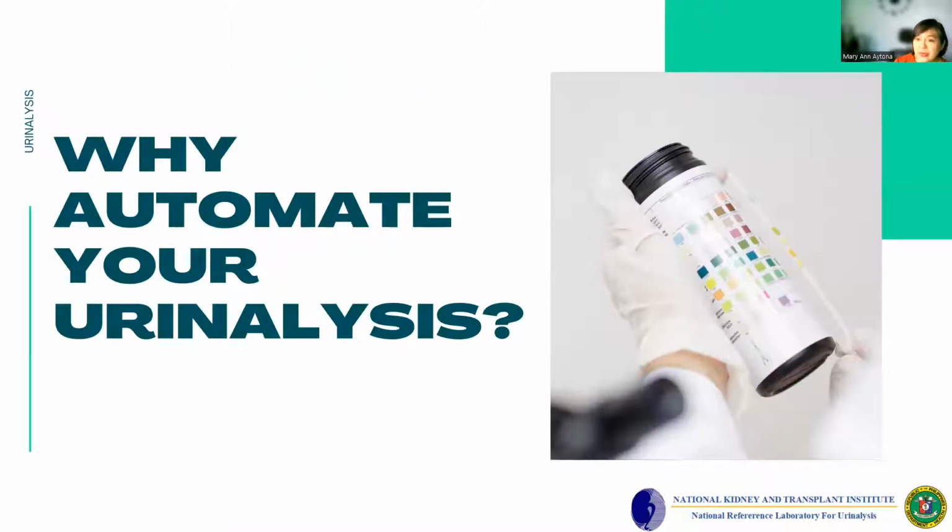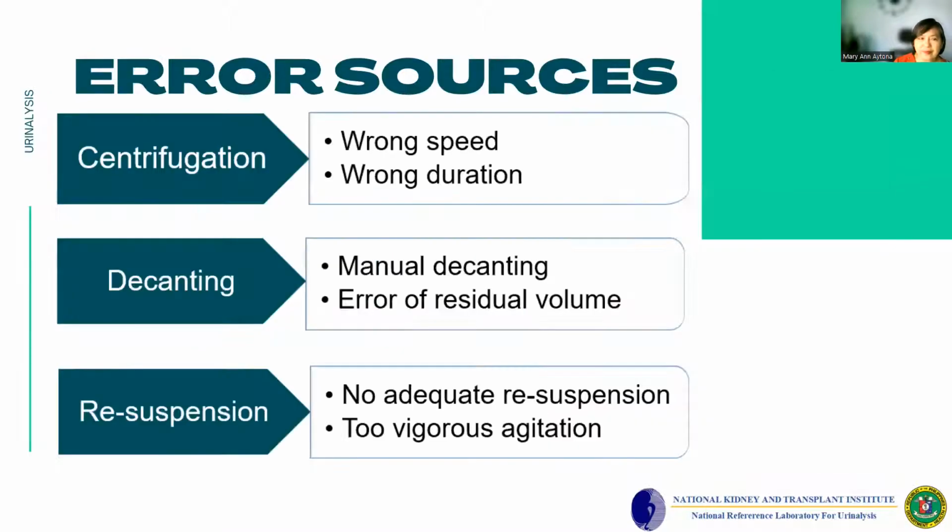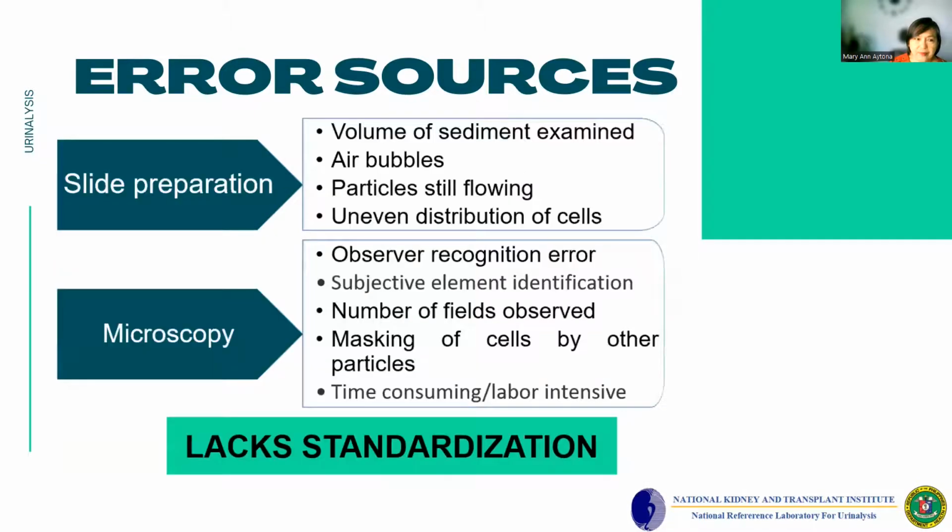So why automate your urinalysis? There are a lot of error sources. During centrifugation: wrong speed, wrong duration. Decanting: it's manual decanting, and error of residual volume. Resuspension: no adequate resuspension, too vigorous agitation.